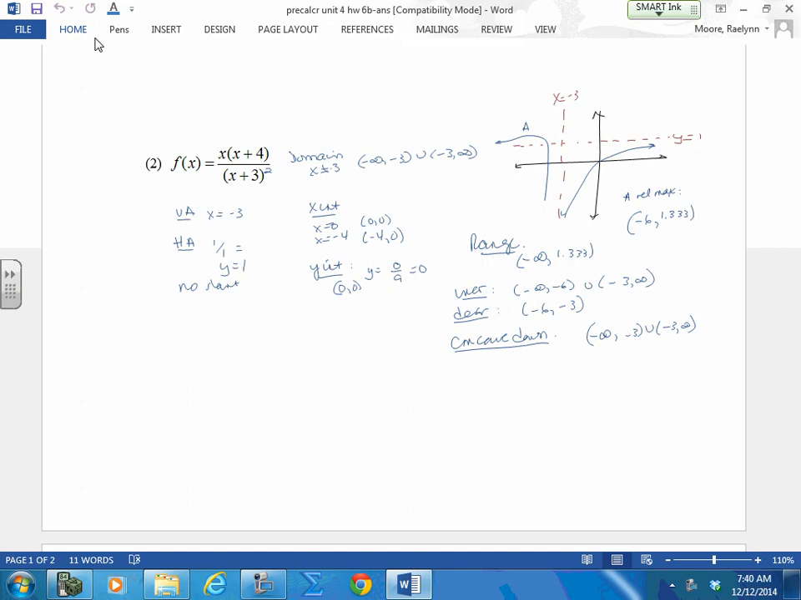Therefore, as your vertical asymptote, you can't use -3. And in your calculator, you'll see at -3 it says error. Here's your asymptote, -3. Find your horizontal asymptote.